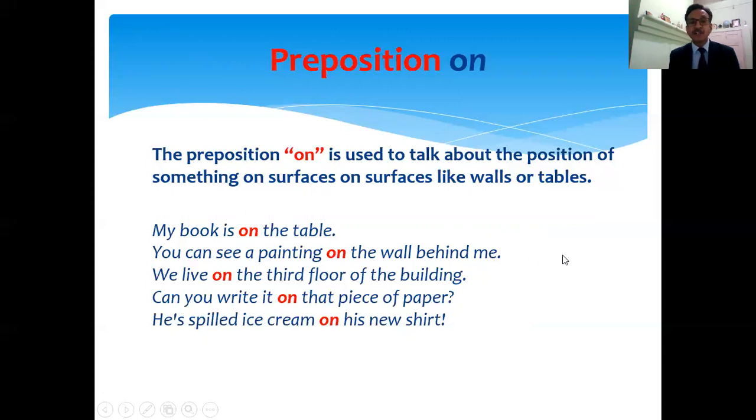We live on the third floor of the building. Can you write on that piece of paper? He has spilled ice cream on his new shirt. What a shame. Fine. So that is on, when some surface is there. When you talk about some surface, a wall, a table, or anything, even this shirt, this is a surface. Fine. So we talk about on a surface.